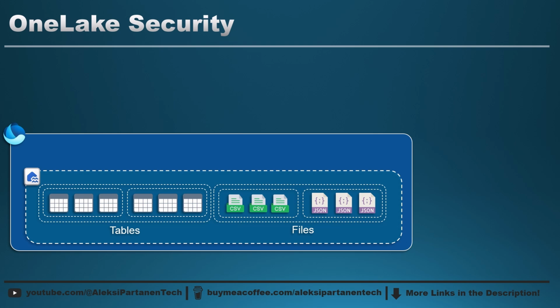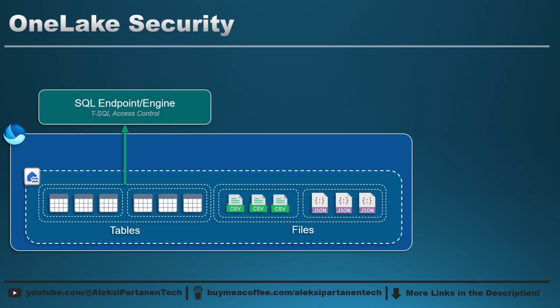Then we can use different engines in Fabric to access that data. We have the T-SQL endpoint/engine that we can use to read tables from our Lakehouse. Then we can use access control in that engine to manage access to that table. And that is what we have been covering in this video until now. So those object, row and column level accesses that we covered are happening inside this specific engine.